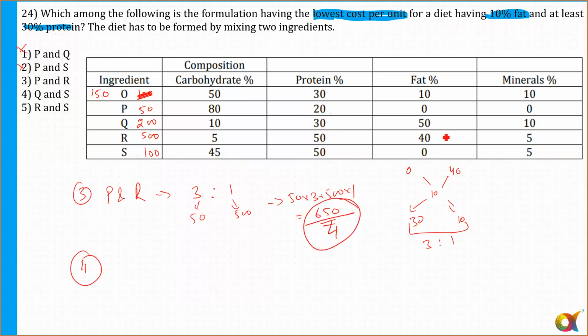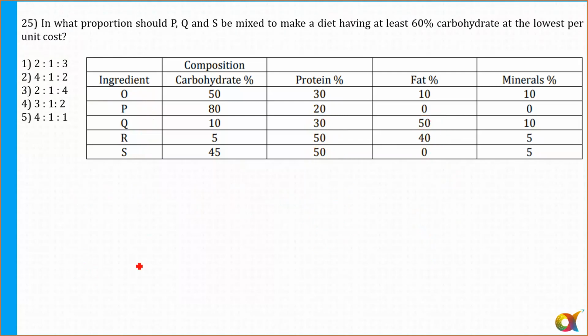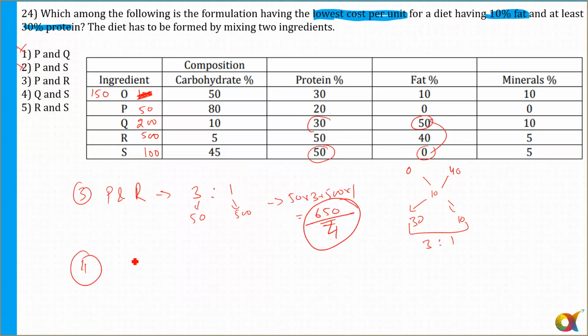If I'm talking about Q and S, that is 30 and 50 protein. In both, the protein is more than 30, so it is satisfying. So fat is 50 and 0, and I need 10. Again, apply the alligation rule here. For option 4, that is 50, 0 and 10. So the alligation rule gives 10 and 40, so that is 1:4. So I mix them in the ratio 1:4.